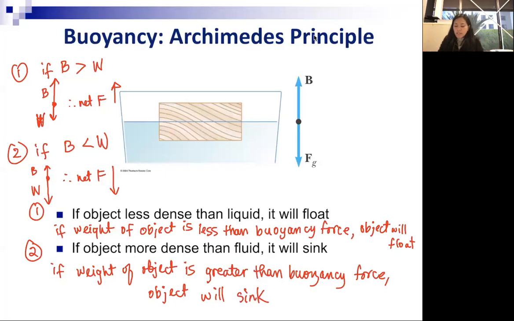Sometimes it's useful to compare the densities of the object and the liquid to determine whether it will float or sink. But often, you're given the mass of the object, and so it's easy to find the weight of the object. By comparing the weight of the object and the buoyancy force, you can determine whether the object will float or sink.